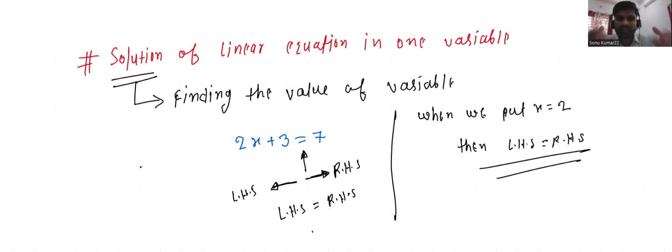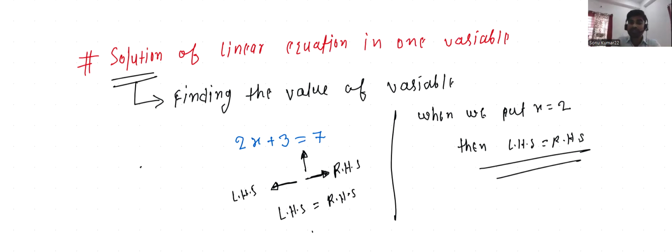But how can we think like this if a complex equation is given? We can't. So for that we follow some instructions by the given rules. There are two methods to find the solution of a linear equation in one variable. The first one is the balancing method, and the second one is the transposition method. We will discuss them one by one.